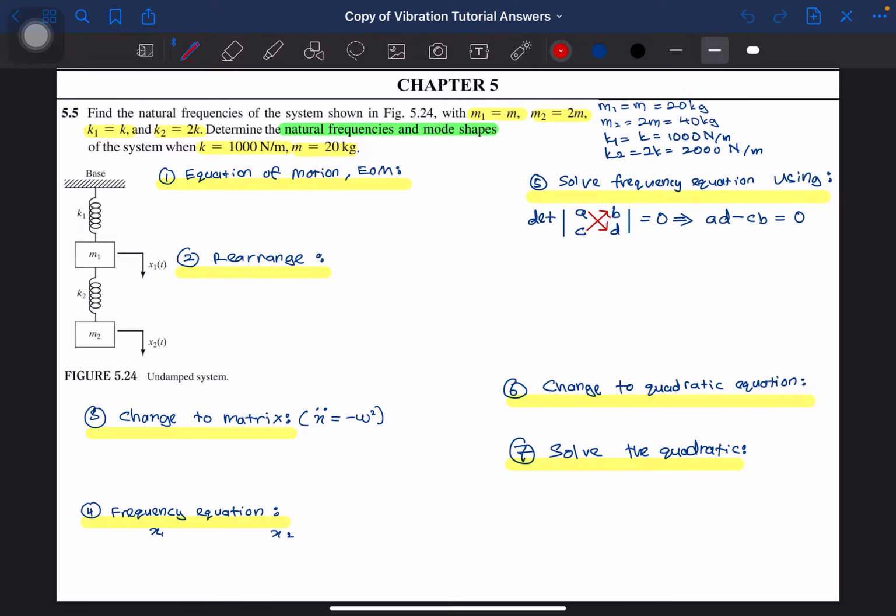This is problem 5.5. The question states: find the natural frequencies of the system shown in figure 5.24, with m1 equals m, m2 equals 2m, k1 equals k, and k2 equals 2k. Determine the natural frequencies and mode shapes of the system when k equals 1000 and m equals 20 kg.